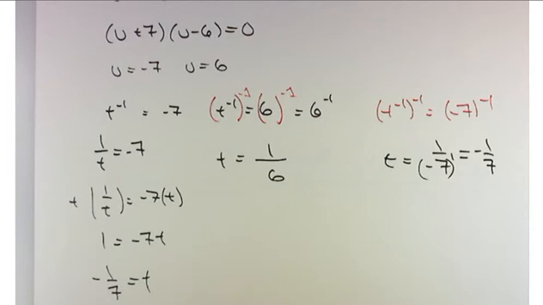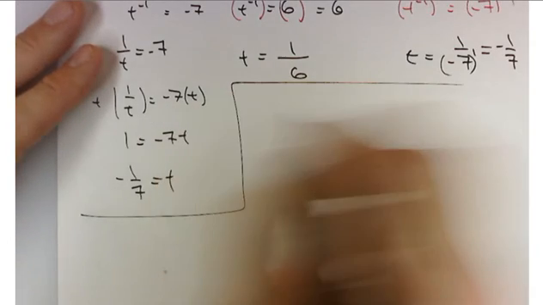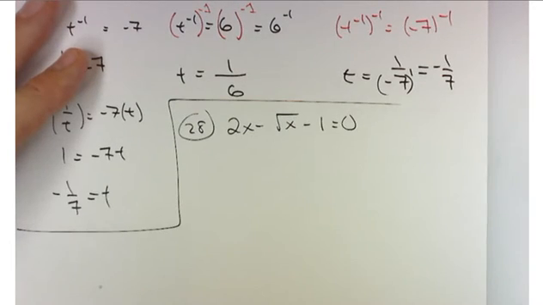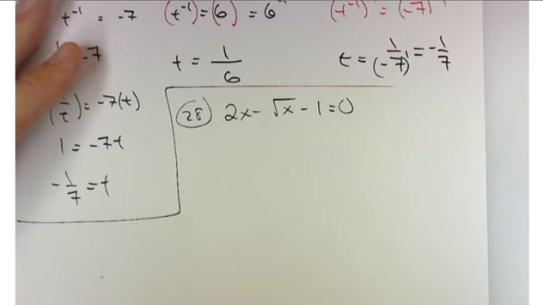Anything else on problem number 40? Let's see. One more here. Problem number 28. I should do 28 since I promised 28. So 2x minus the square root of x minus 1 equals, isn't this? Is it number 30? Oh, okay. All right. As I said, number 30.